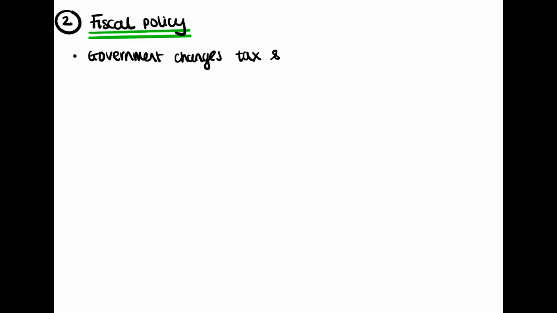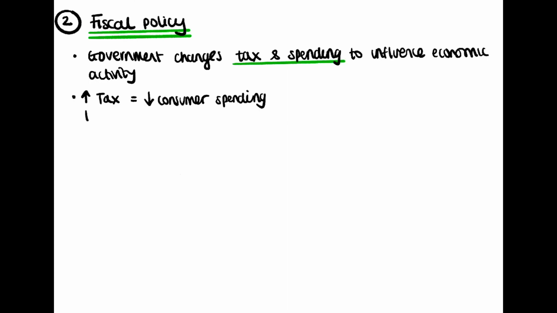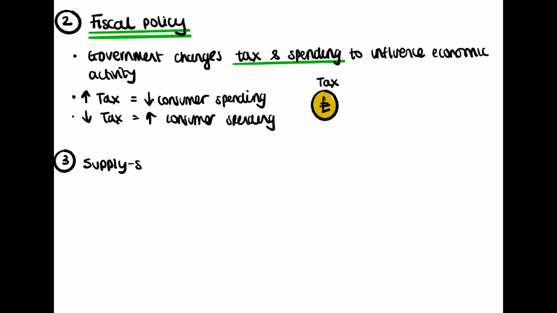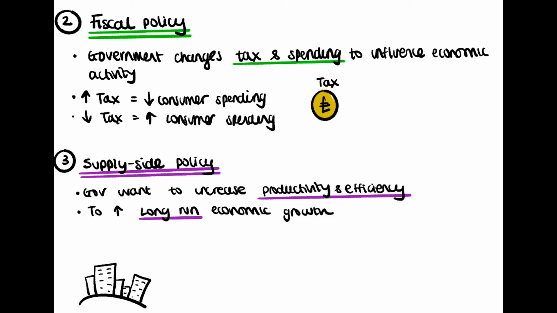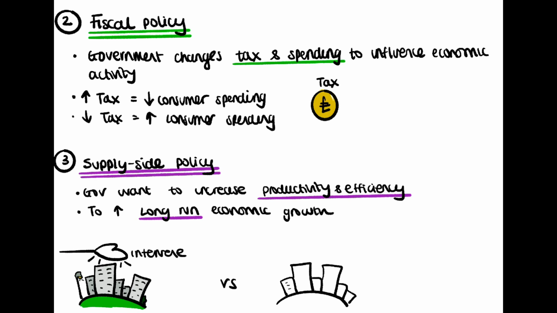Fiscal policy is all to do with taxes and government expenditure. An increase in tax can be used to reduce consumer spending, and a reduction in tax can be used to increase consumer spending. Finally, we have supply side policies. This is to increase productivity and efficiency in hopes to increase long-run economic growth. And this can be done in two ways, either through interventionist policies to try and correct or reduce market failures, or through a more free market approach in giving the private sector more freedom to compete.